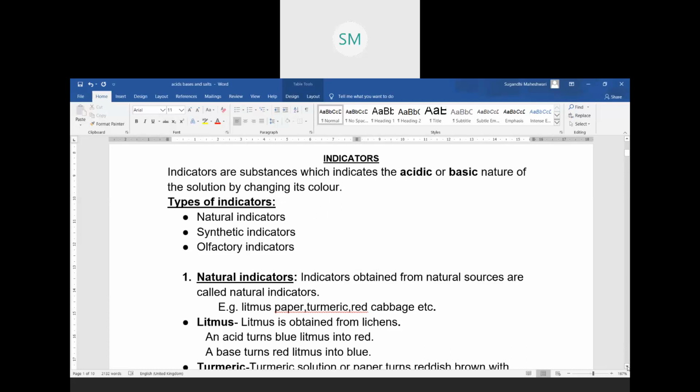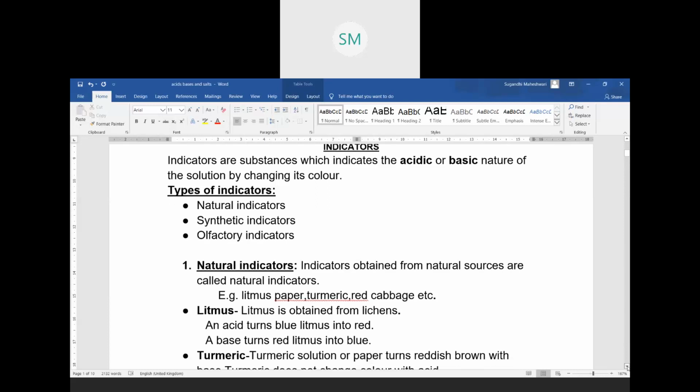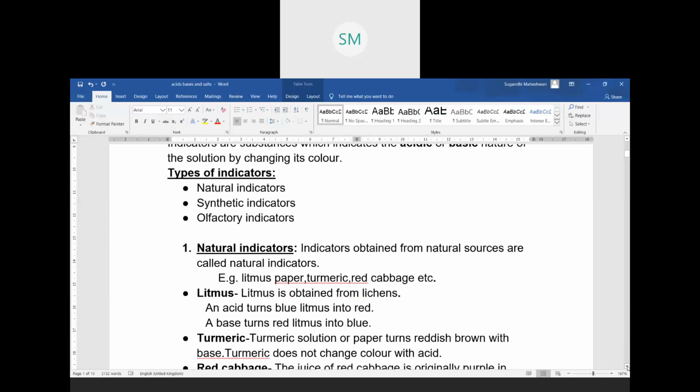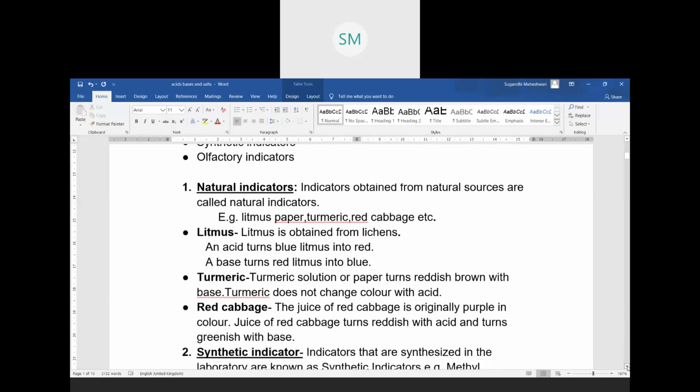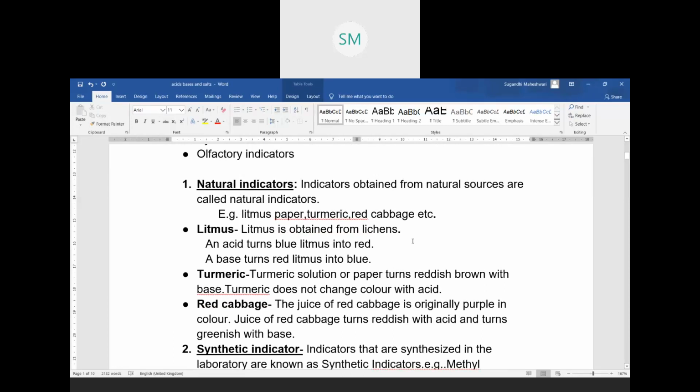So the first is natural indicator. Natural indicators, as the name suggests, are obtained from natural sources. For example, litmus paper, turmeric, and red cabbage. Litmus is of utmost importance. You will find the red litmus paper and blue litmus paper, the litmus solution in the form of a paper, also in the laboratory.